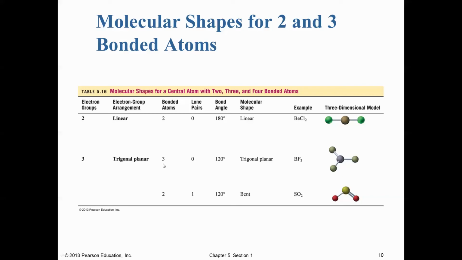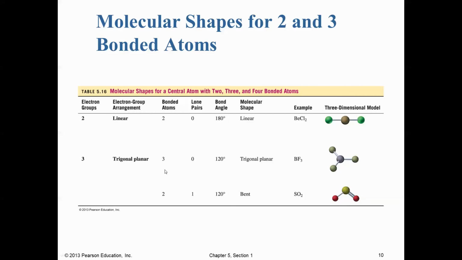If we have 3 bonded atoms and 0 lone pairs around our central atom, this is going to be referred to as trigonal planar. It's a flat triangle. And if we have 2 bonded atoms and 1 lone pair, this is going to be bent with a 120-degree angle. And there's a picture of it.